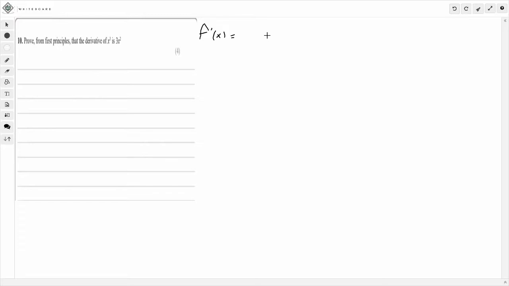Now, this is the limit as h tends to 0 of (x plus h) cubed, because we're looking at what happens when we add a little bit to the x value, and we carry on with the formula. So we're adding a little bit to the x, minus the x cubed, f of x. That's my original function, f of x is x cubed. And this is all divided by h, the height, right?